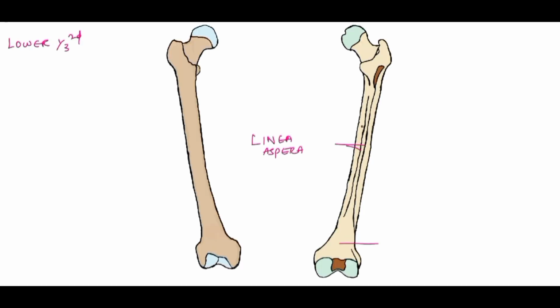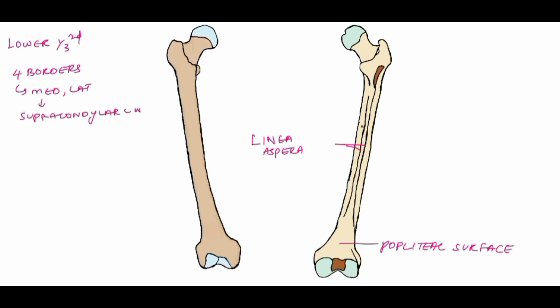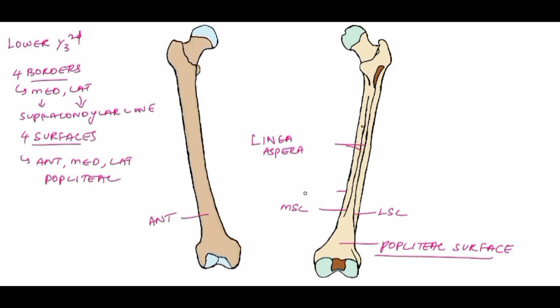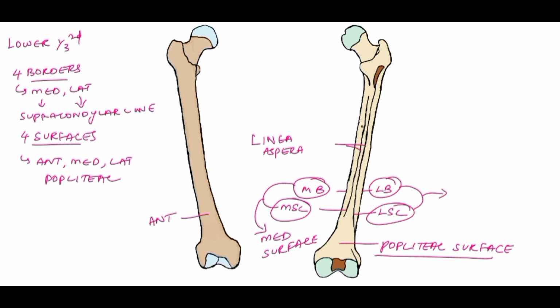Lower one third of the shaft: the two lips of the linea aspera diverge as supracondylar lines to enclose an additional surface, called the popliteal surface. It has four borders: medial, lateral, medial supracondylar line, and lateral supracondylar line, and four surfaces: anterior, medial, lateral, and popliteal surfaces. The medial border and medial supracondylar line meet inferiorly to form the medial surface, and the lateral border and lateral supracondylar line meet inferiorly to form the lateral surface.